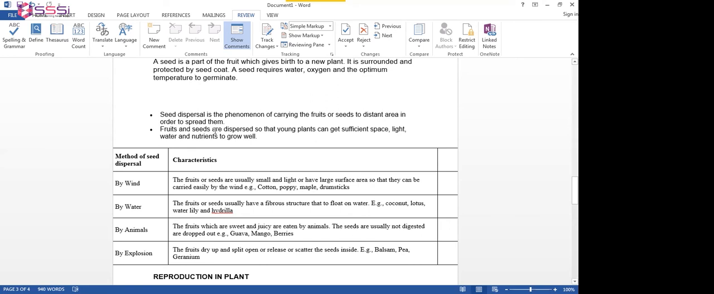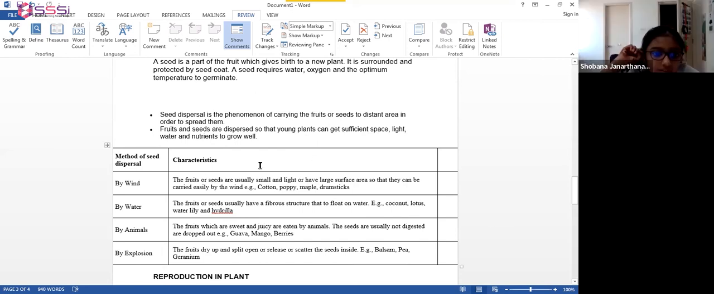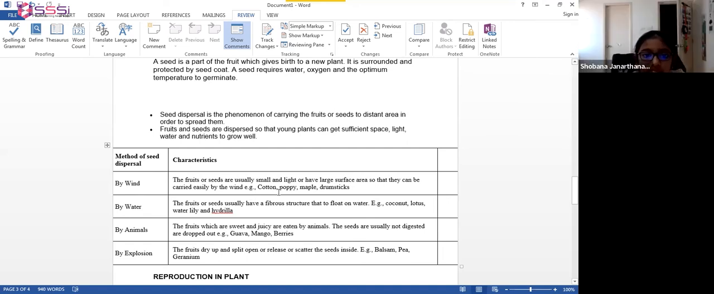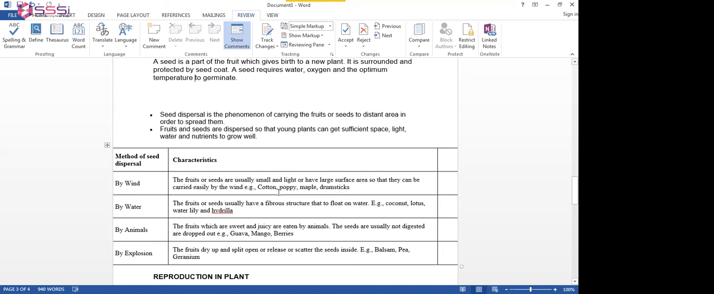So next is, fruits and seeds are dispersed so that young plants can get sufficient space, light, water, and nutrients to grow well, right? So these are the various methods that we have studied before also, just to recall. The first method of seed dispersal is by wind. The fruits or seeds are usually small and light or have a large surface area so that they can be carried easily by the wind, right? Examples of these kinds of plants are cotton, poppy, maple, drumstick.